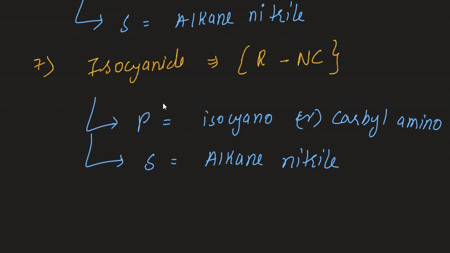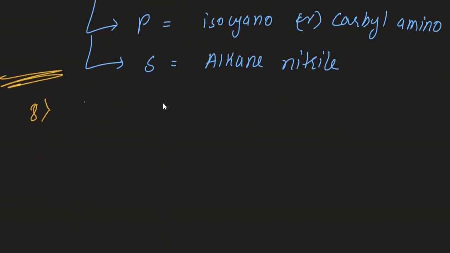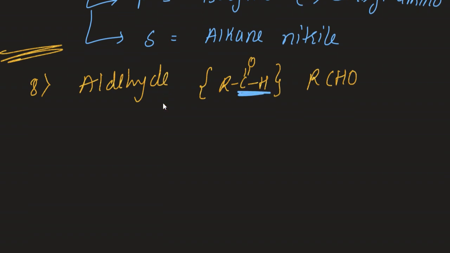Alkane nitrile. Next, done with this combination. Next, third set. Who is the third set? Aldehyde keto. So aldehyde is in the 8th position. Aldehyde is nothing but RC double bond OH, which is nothing but RCHO. Both are same. You can take here. CHO looks like this.